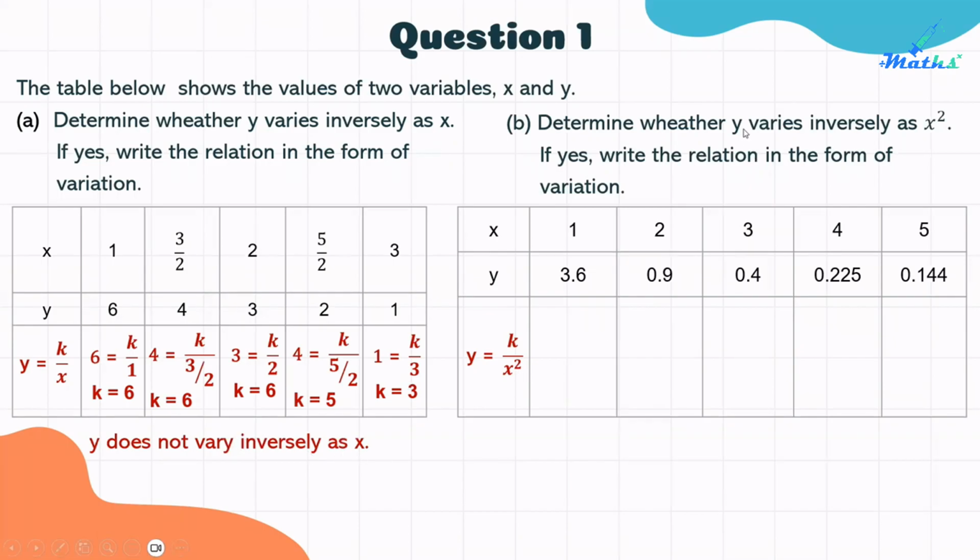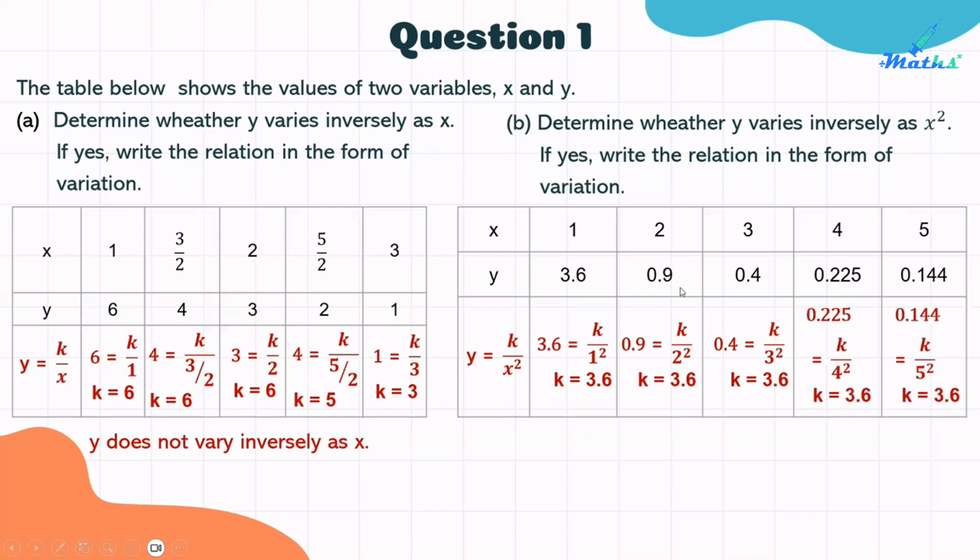Okay, question B. y varies inversely as x squared. Also, determine whether it varies or not. Okay, use the formula y equal to k over x squared. Here is the answer. Okay, for the k is a constant. So this is y varies inversely as x squared.